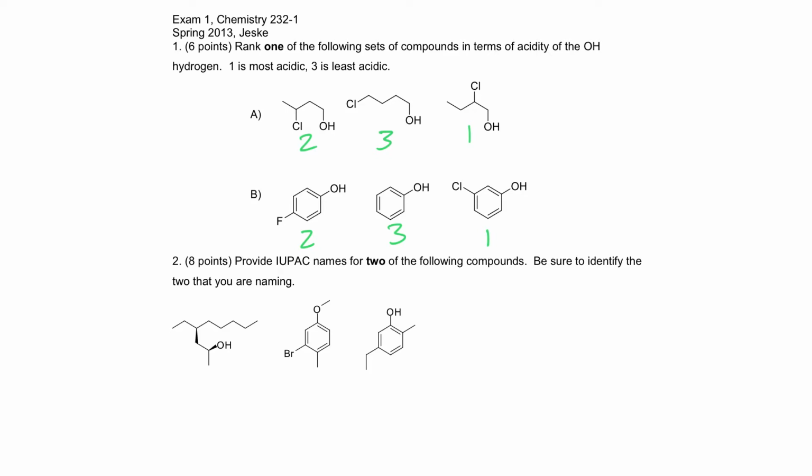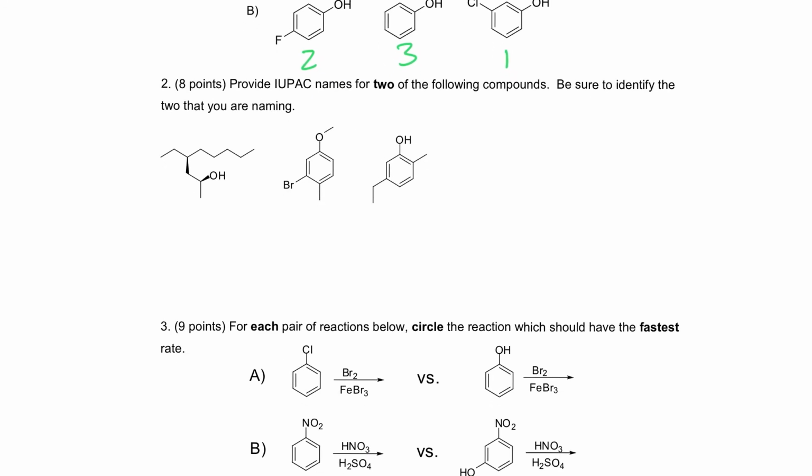Okay, on to part 2. We're asked to provide names for 2 of these following compounds. The first one involves an alcohol, so we're going to start numbering nearest the alcohol. That gives us 2-nonanol, and we have 2 stereocenters, on carbon 4 and on carbon 2.